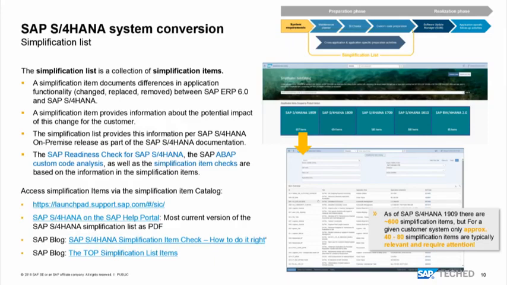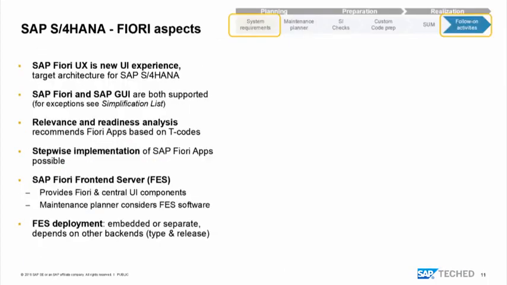And that is the simplification item check that will be executed in the source system, probably at an early stage of your project, so you get the overview and the understanding of what is relevant for your system. That means only around 40 to 80 items may typically be relevant for your project. As there are some major changes and requirements, it's a good idea to start early. And for starting early, we have to consider Fiori as well.